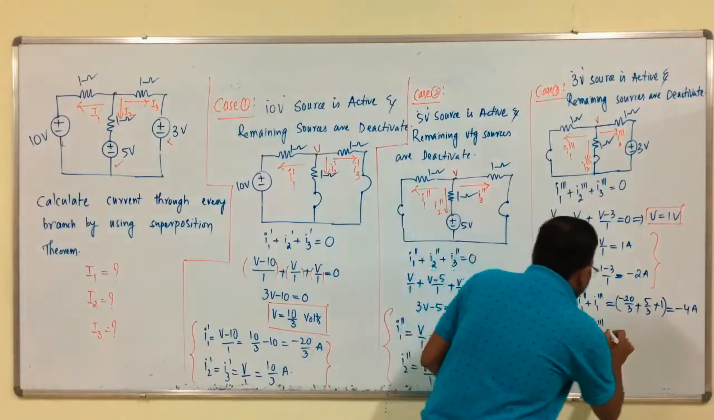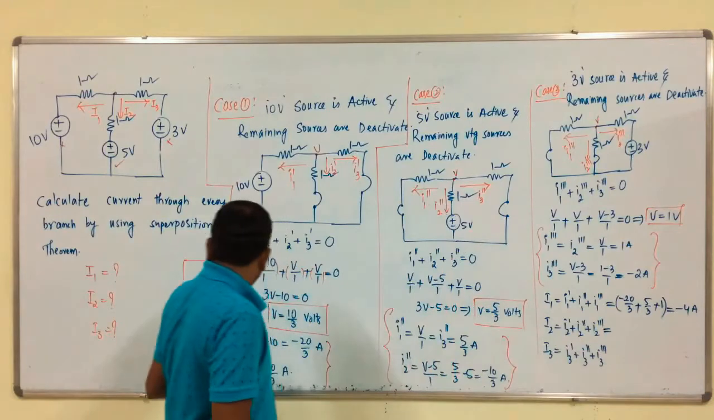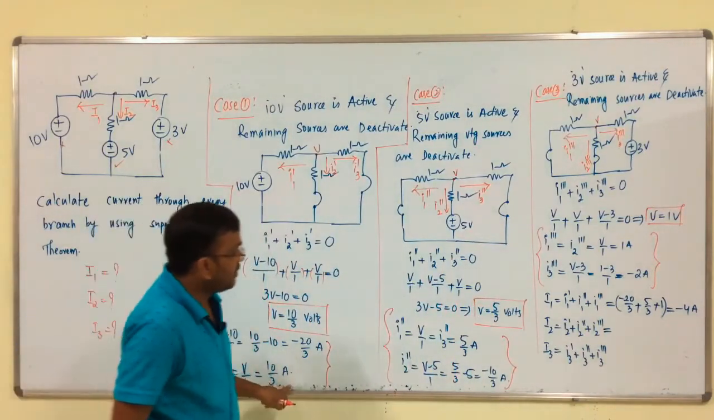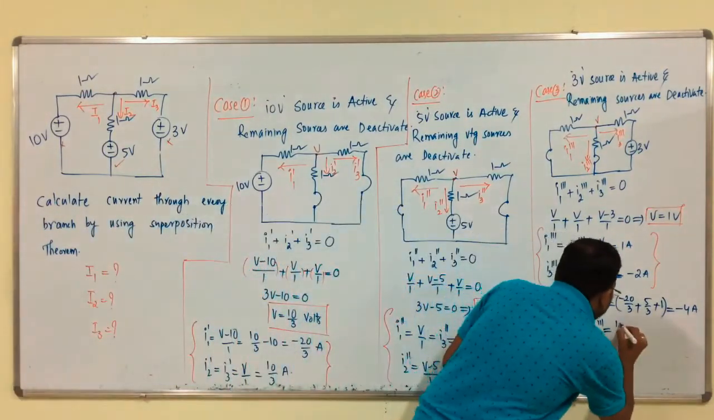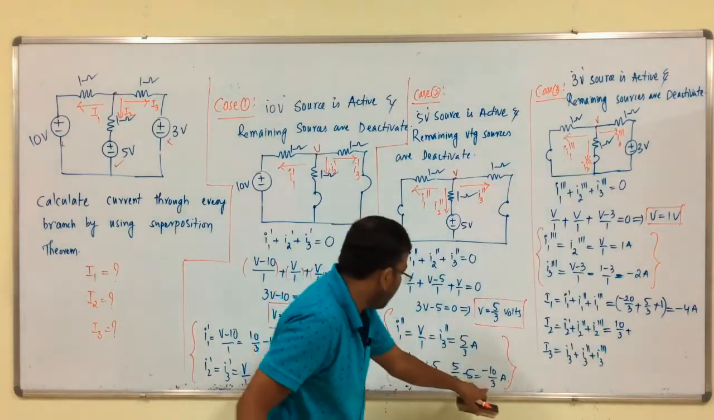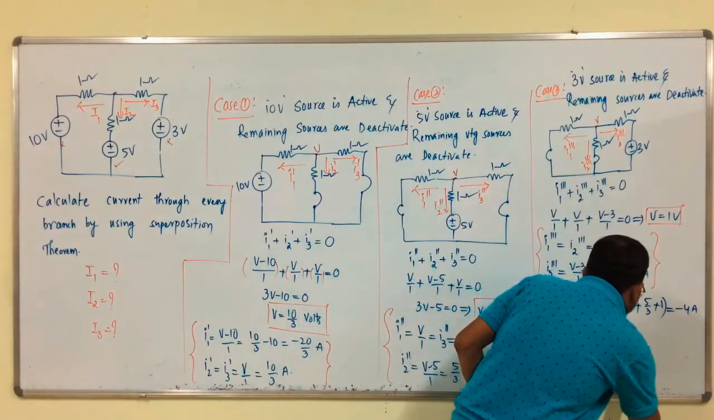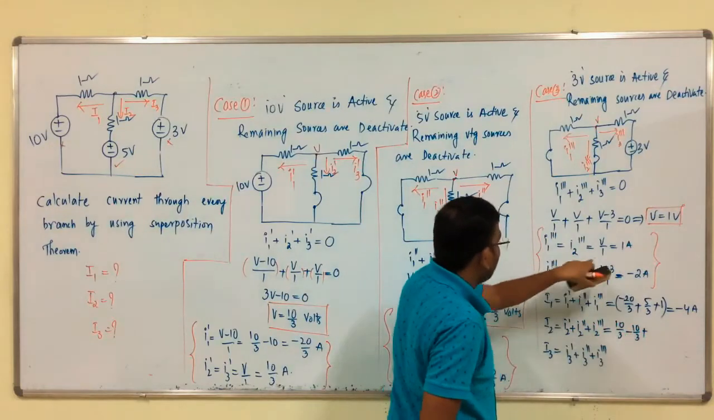So, now it is time for I2. I2 dash, I2 double dash, I2 triple dash: I2 dash is 10 by 3, plus I2 double dash here minus 10 by 3, so minus 10 by 3 plus I2 triple dash here 1 amp.